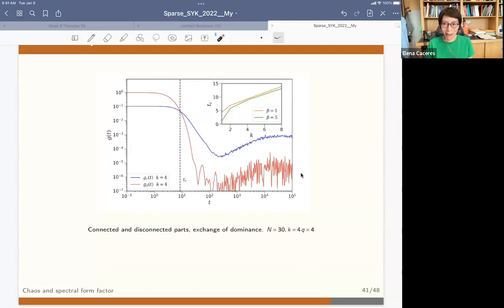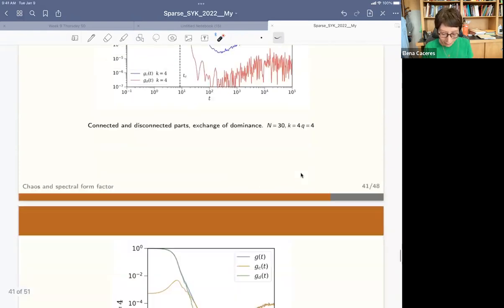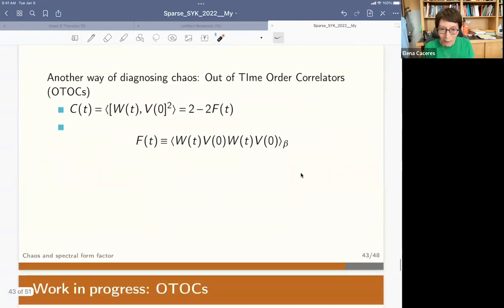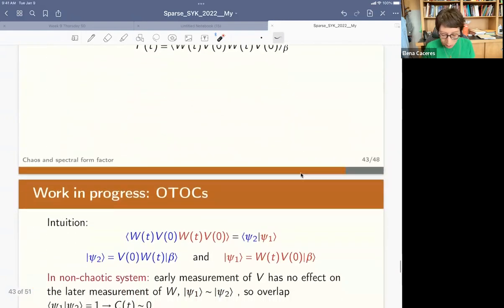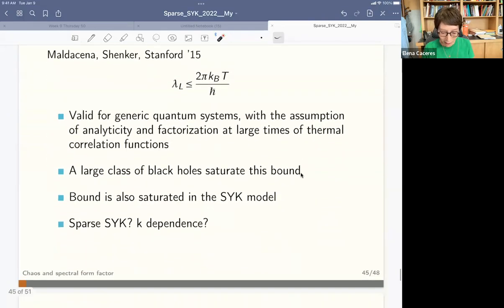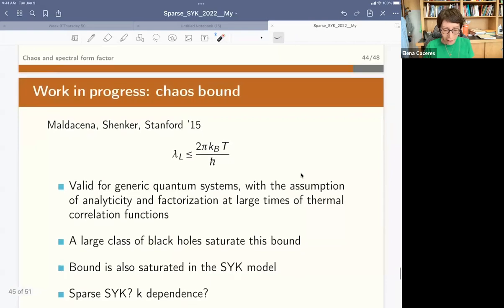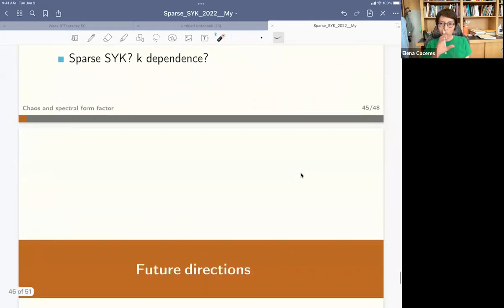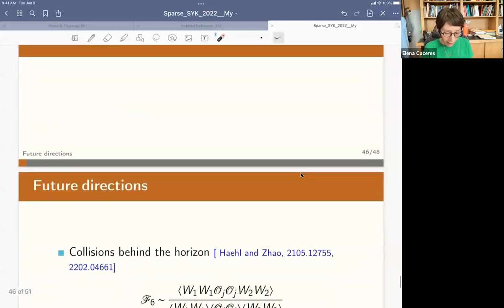There's no calculation, there's no real proof of why in the bulk this is happening. But just from a simple quantum mechanical point of view, from the quantum system, you can see it happening. Okay, so I'm kind of out of time. Then there is the autox. What we are doing is calculating the autox in the sparse SYK. We hope to be able to extract the Lyapunov exponent and all that.